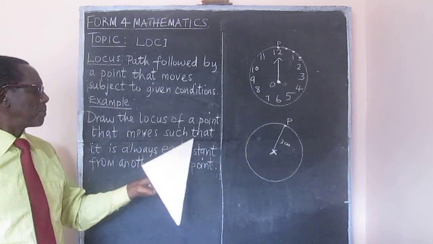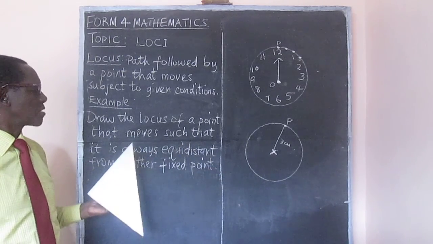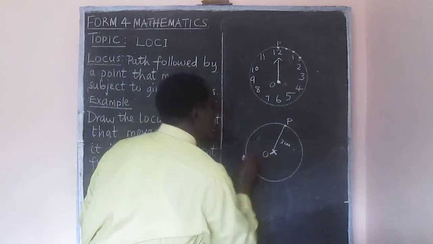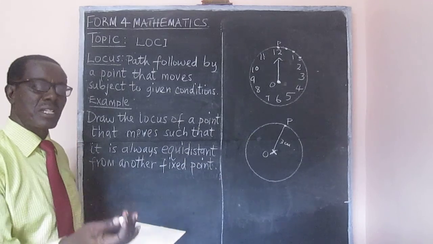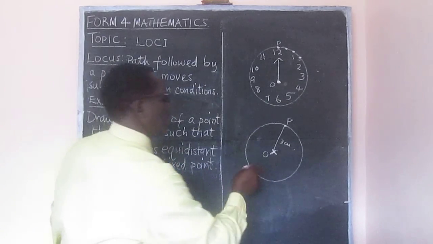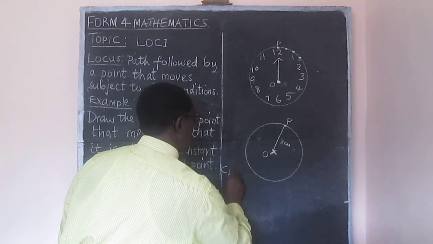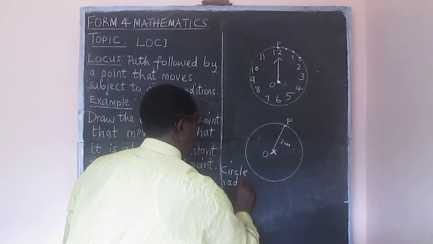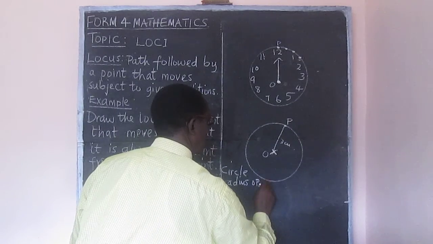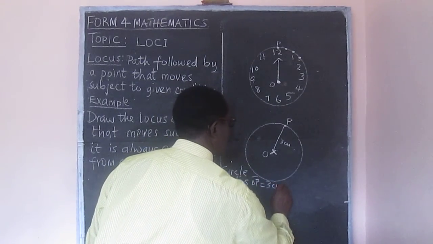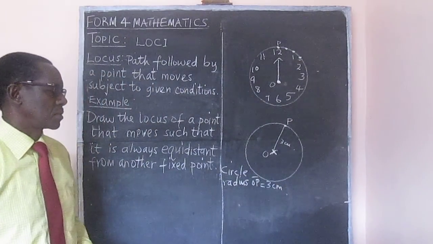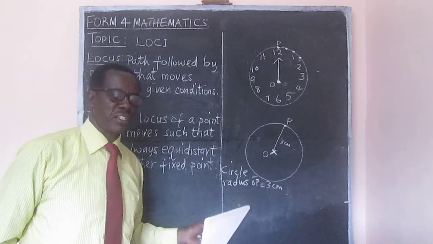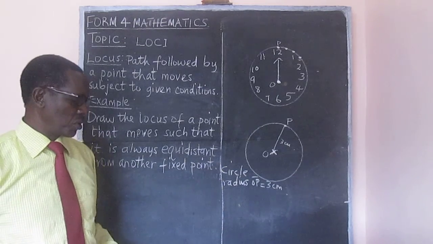And now, how do we describe a locus? The locus of a point P that moves such that it is always 3 centimeters from another fixed point O can now be described as a circle. The locus is a circle, radius OP equal to 3 centimeters. The locus of point P is a circle whose radius is OP, which is equal to 3 centimeters.